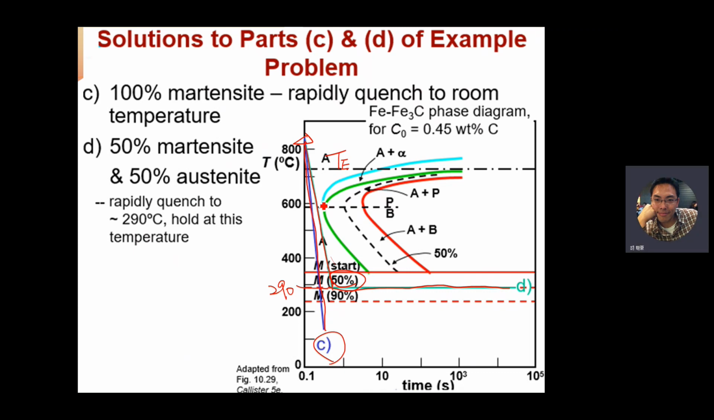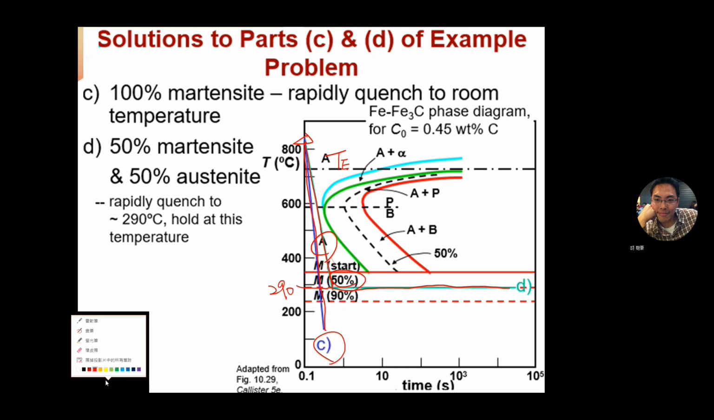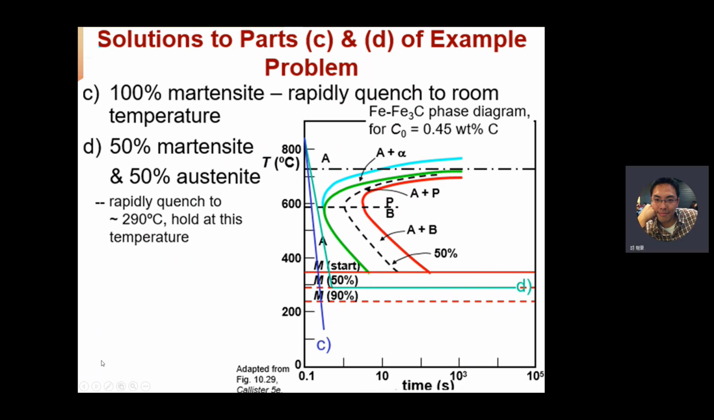Of course, in this region is austenite, and sorry, I just listed all the things. So for path D, in this region is austenite, and in this region is 50% martensite. Therefore, the temperature reaches 290 at this point. At 290, we have found a microstructure of 50% martensite and 50% austenite.